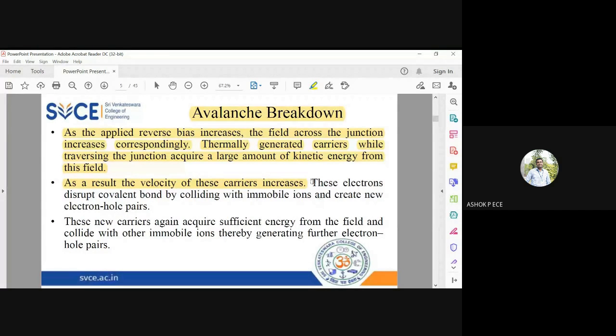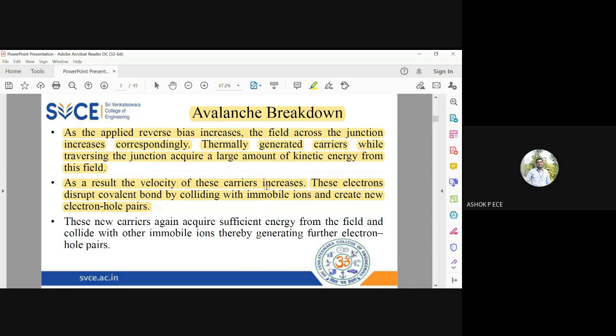These electrons will collide with other atoms present nearby, disrupting the covalent bonds. They will break the covalent bonds and create new electron-hole pairs. These moving electrons collide with immobile ions, generating more electrons. As I told, one electron will hit an immobile ion and you get one more electron, so it becomes two. Two will hit and become four, four becomes eight, eight becomes 16. So it is going to increase in powers of two.